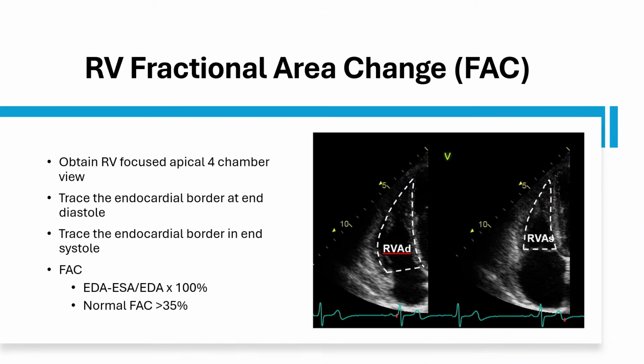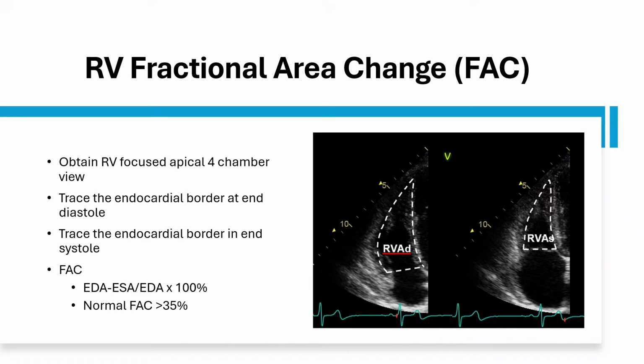Next is right ventricular fractional area change, or FAC, which provides a more accurate assessment of our systolic function compared to TAPSE or S prime, because here you're not only assessing the longitudinal contractility or fiber motion of the right ventricle, but also you're assessing the inward motion of the right ventricle as well.